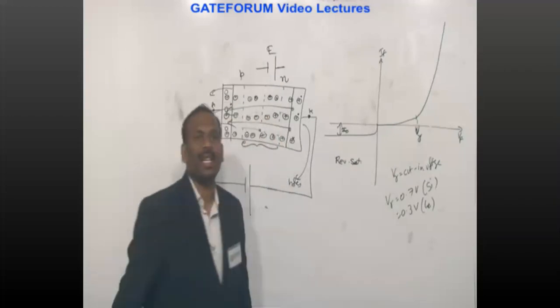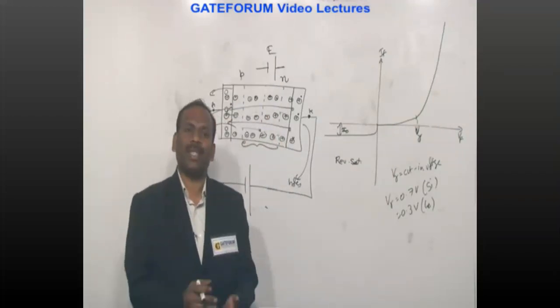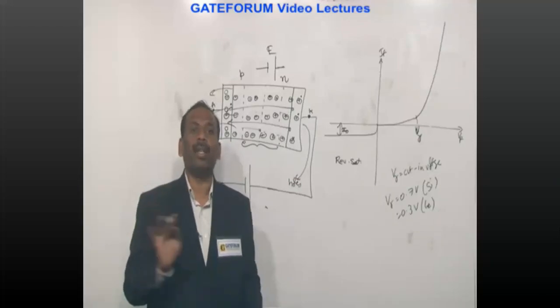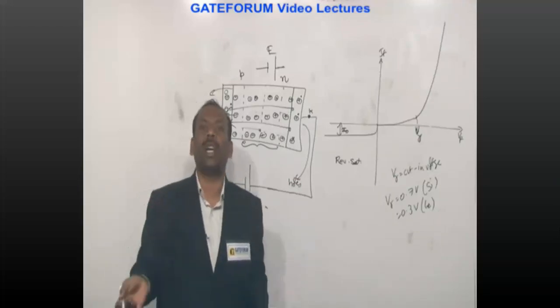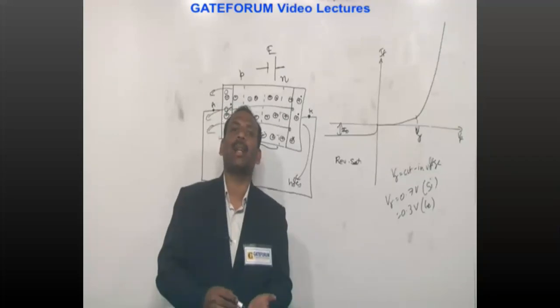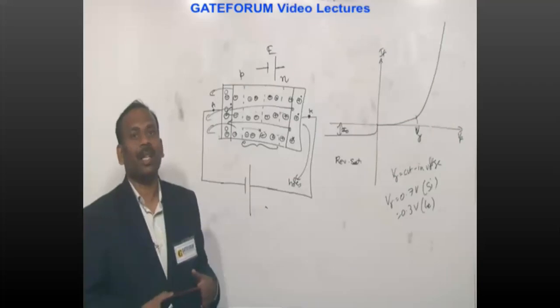What is the meaning of saturated? If 10 electrons are there, from the start it is only due to 10 electrons. Always, continuously, it is only due to those 10 electrons. Saturated means there is no further increase in the current. Clear?